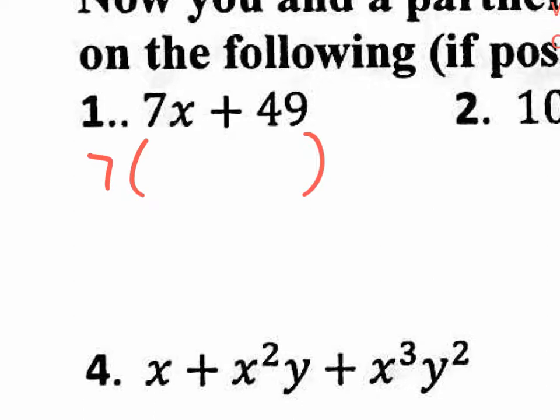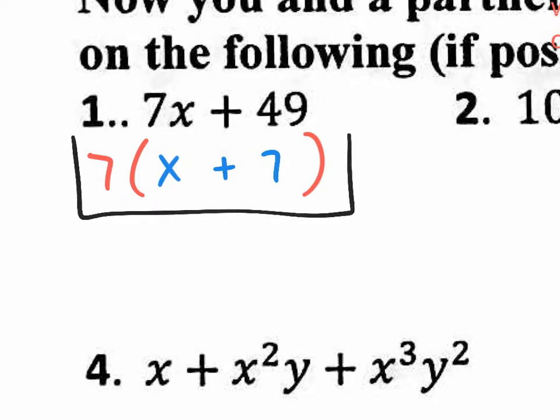Remember, it's like doing distributive property backwards. Okay, so 7 times what will give me a 7x. And if you're not too sure, you could just guess, right? X, okay? So 7 times x, that will actually give us a 7x. Now, how about this? 7 times what will give us a positive 49? A positive 7. And that's it. We're done. We factored, okay?